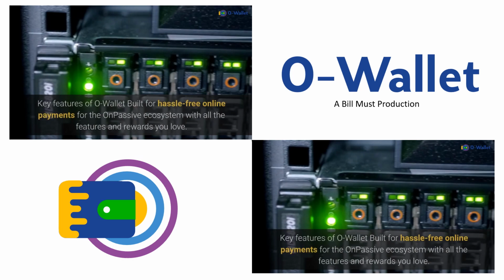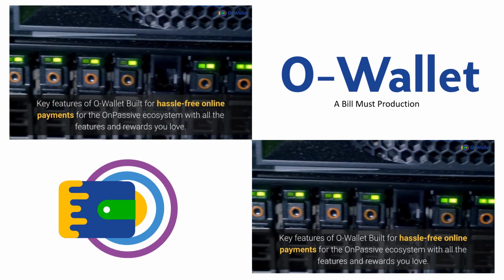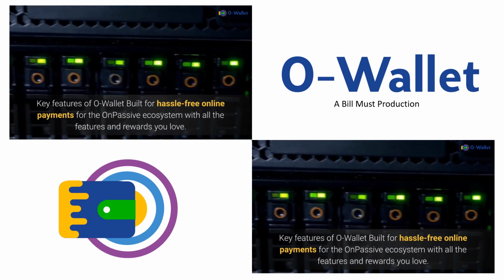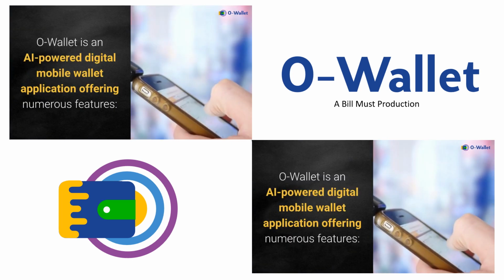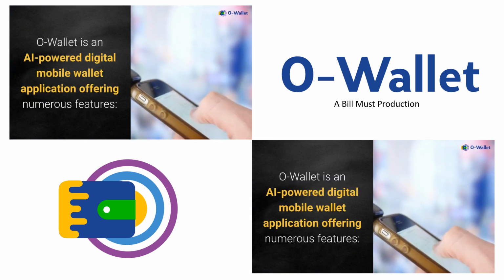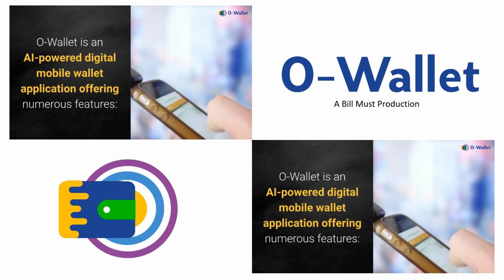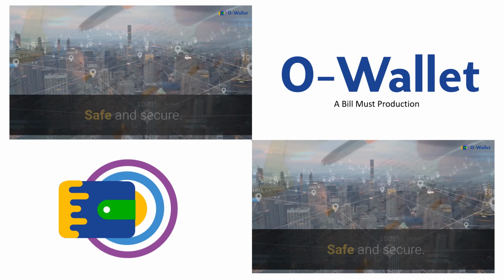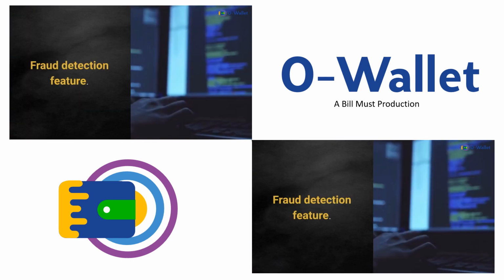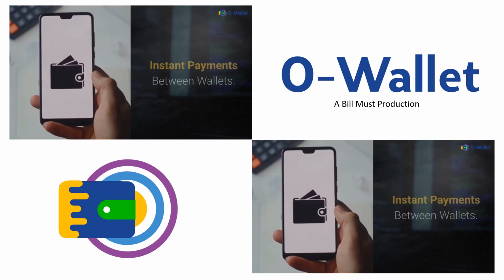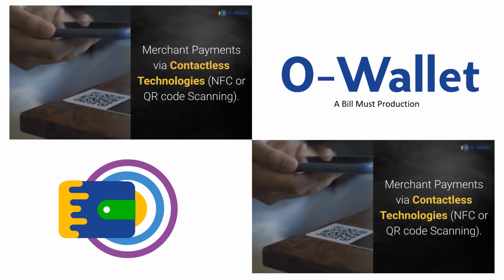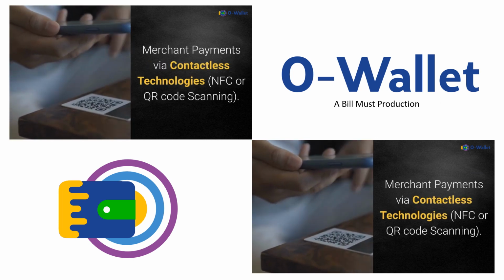Key features of O-Wallet: built for hassle-free online payments for the OnPassive ecosystem with all the features and rewards you love. O-Wallet is an AI-powered digital mobile wallet application offering numerous features. Peer-to-peer (P2P) payments. Safe and secure. Fraud detection feature. Instant payments between wallets. Merchant payments via contactless technologies, NFC or QR code scanning.